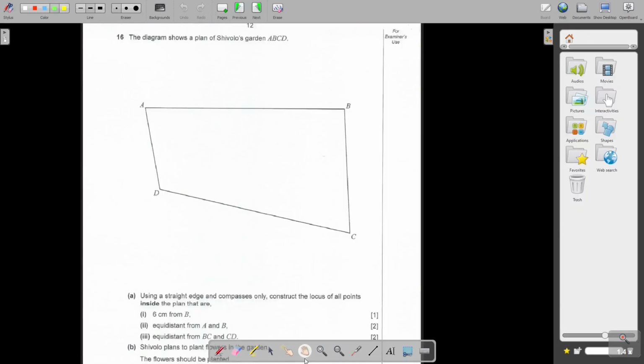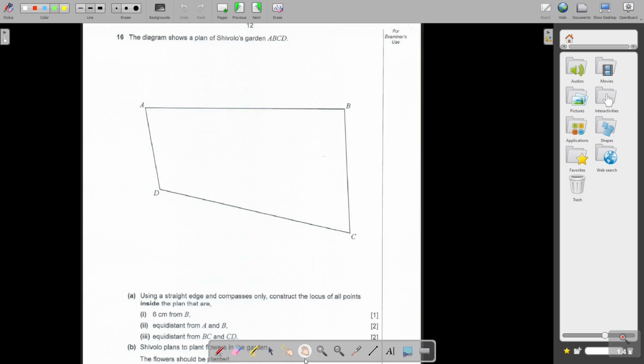So now we are back at the question paper. Question 16. As I said, the diagram shows a plan of Shivulu's garden ABCD. Now let's start with the questions. Using a straight edge, that's just a ruler, and compass only, construct the locus of all the points inside the plan that are 6 centimeters from B.